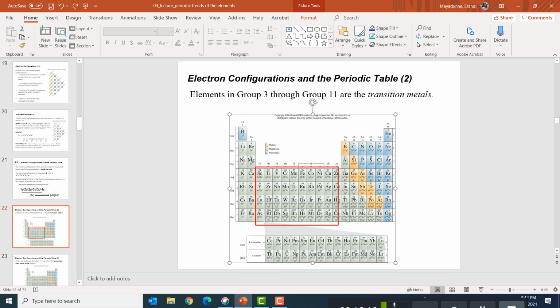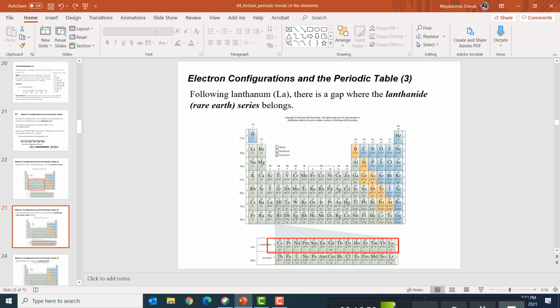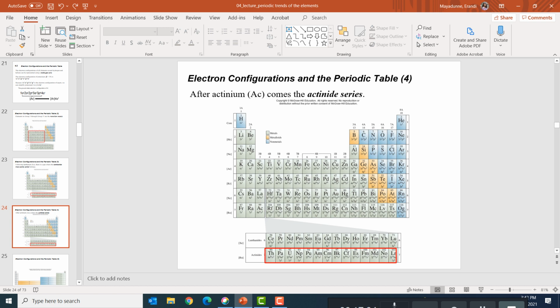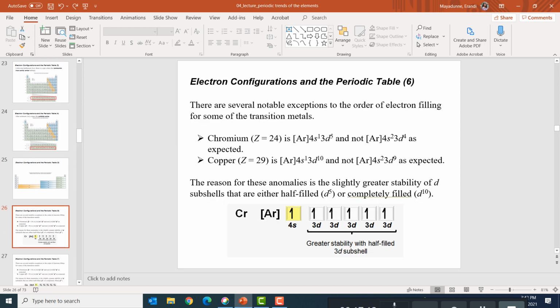This is the d block. This ends with f, so we'll call it the f block. I'm not going to go into too much detail with the f block electron configuration, but s, p, d, s. This is the lanthanides, actinides. So here are the blocks. This is the s block, d block, and p block. So there are several notable exceptions.